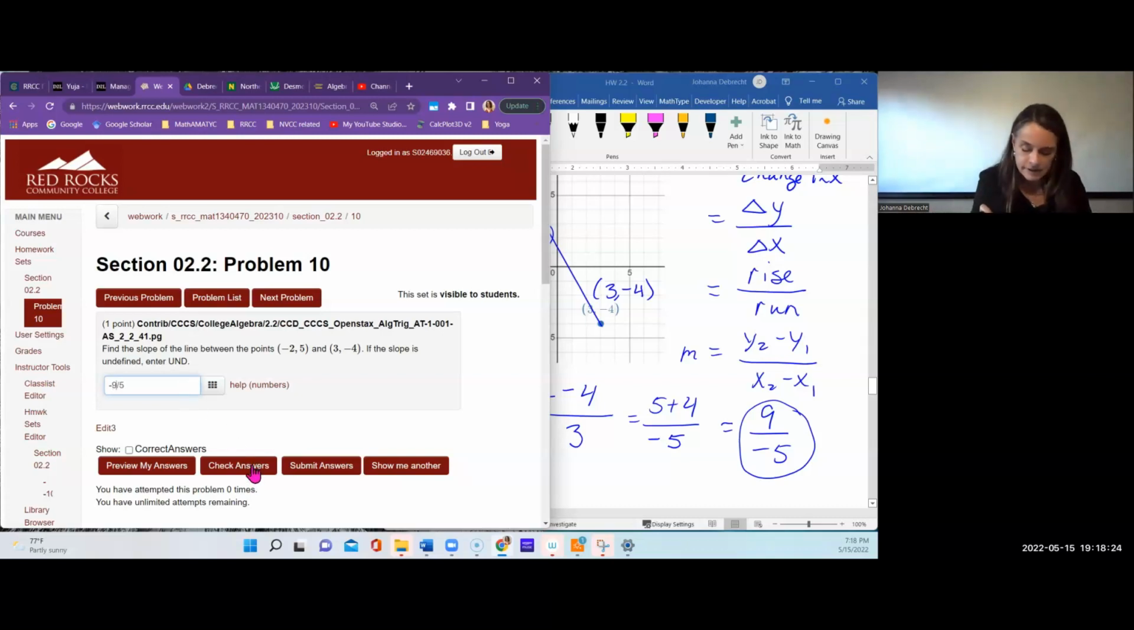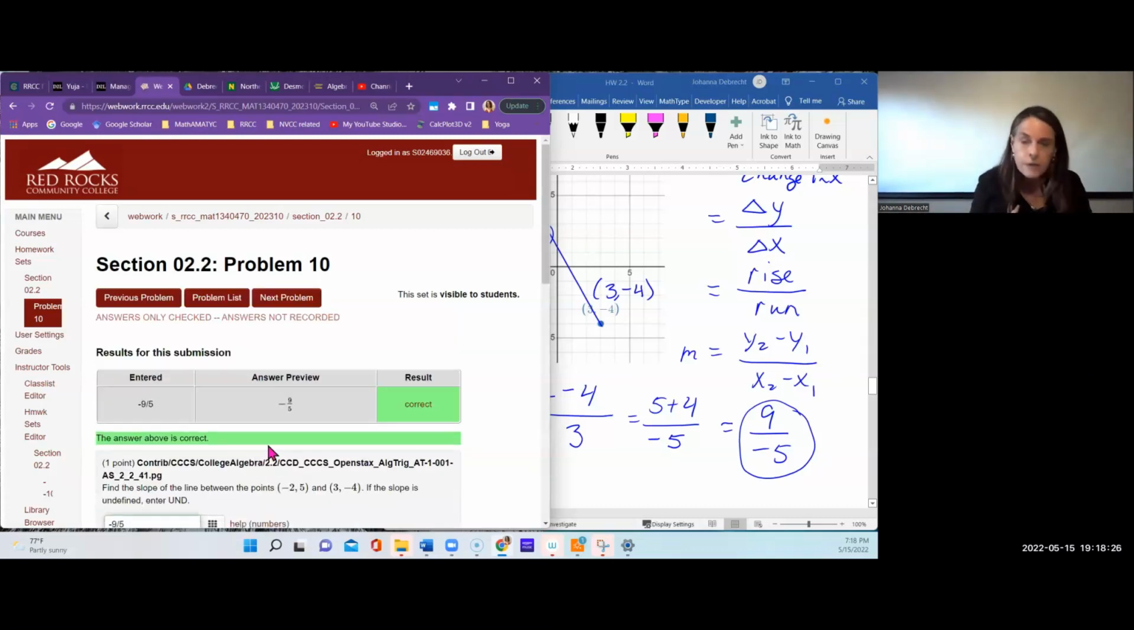-9 divided by 5. Note again that the negative is a floater that can go out front, on the bottom, or in the numerator.